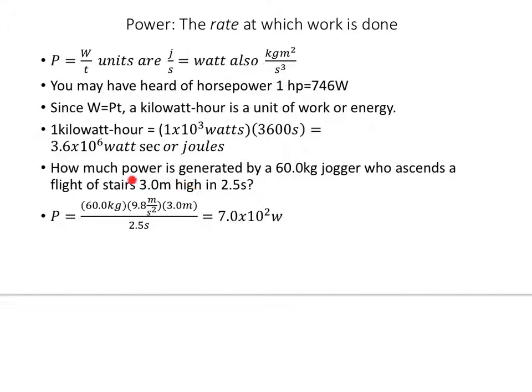A simple example, using power: we want to calculate the power generated by a 60 kilogram jogger who ascends a flight of stairs 3 meters high in 2.5 seconds. So the power is equal to the work that he does divided by the time. Now the work that he does is going to be equal to his weight, which is 60 kilograms times 9.8, times that vertical distance that he ascends, which is 3 meters, and we're going to divide that by the time. So that comes out to be 7.0 times 10 to the second watts. Notice that is just a little less than a horsepower.